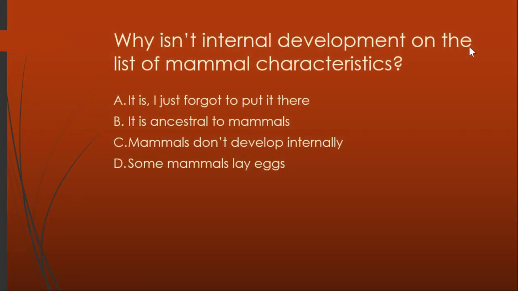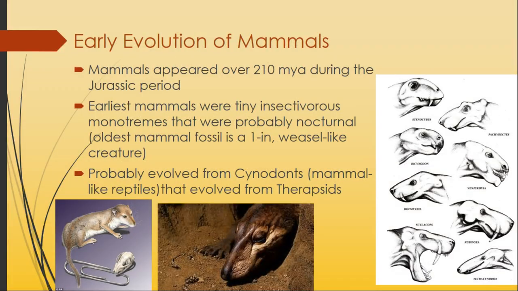Okay, so why isn't internal development on the list of those mammal characteristics? I mean, we get pregnant, the babies develop inside. I just forgot to put it there. It's ancestral to mammals. Mammals don't all develop internally, and some mammals lay eggs. Well, like I just said, some mammals lay eggs, right? And that is the early mammals.